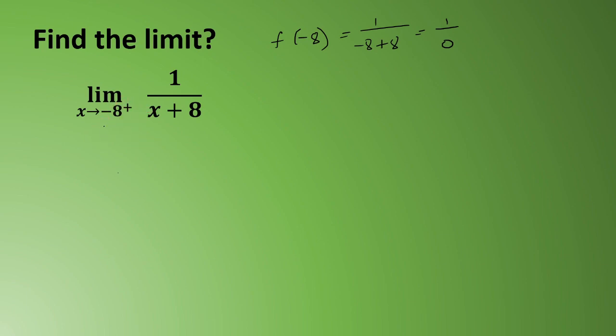So that would be negative 7.999. So I have 1 over negative 7.999 plus 8. The sign of the numerator is positive, and the denominator would be positive. Positive divided by positive is positive. Therefore, this is positive infinity.